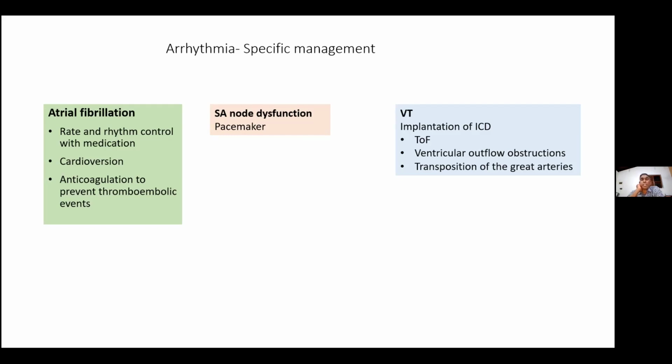And if you think this is sinus node dysfunction, then you ask for an EP opinion or an adult cardiology opinion, where they do a lot of pacemakers, and then you can go for a pacemaker.